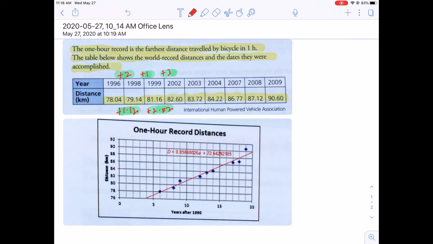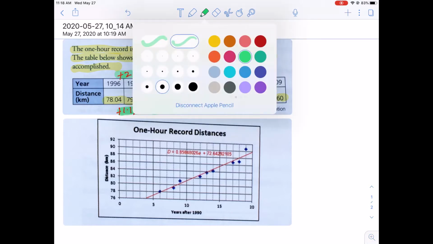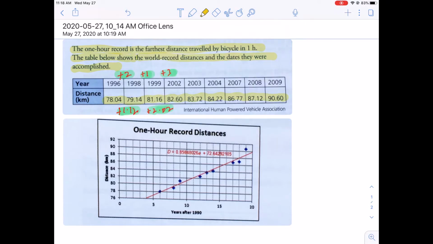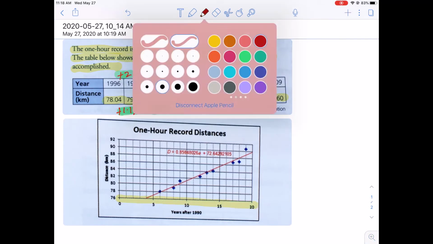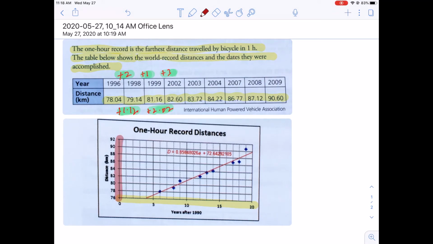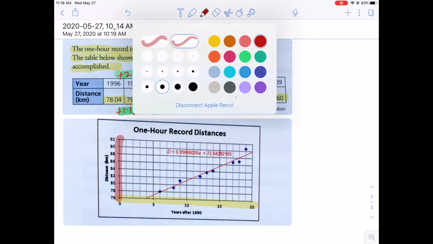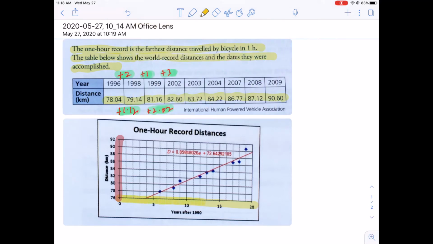Okay, so a scatter plot is, so this is the graph. So the graph is given. I'll just change the color. So this is the x-axis, and I'm going to change the color for the y-axis. This one is the y-axis. The x-axis is always the independent variable. So time always goes on the x-axis, because time will bring the change, and it says years after 1990. So this 0 is 1990.